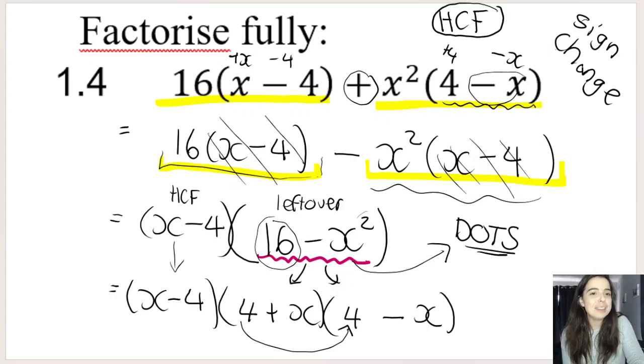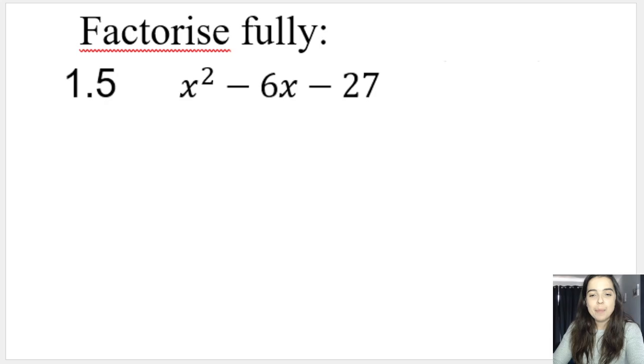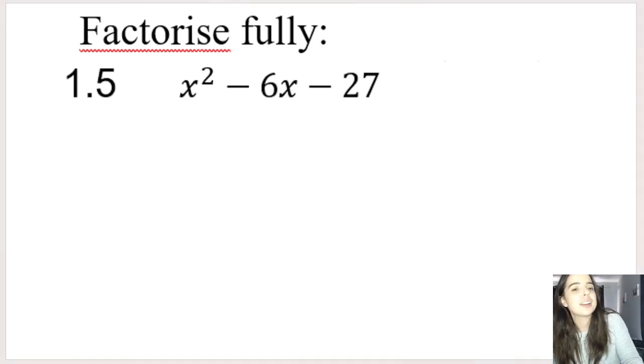If you don't believe me that that's the answer, or if you're still a little bit confused or uncertain, if you take these two brackets here and you multiply them out and you add and subtract like terms, you will get this bracket over here. So that last line over there, (16 minus x... 4 plus x)(4 minus x), that is your final answer. Now my next question looks like this, and it says factorize fully.